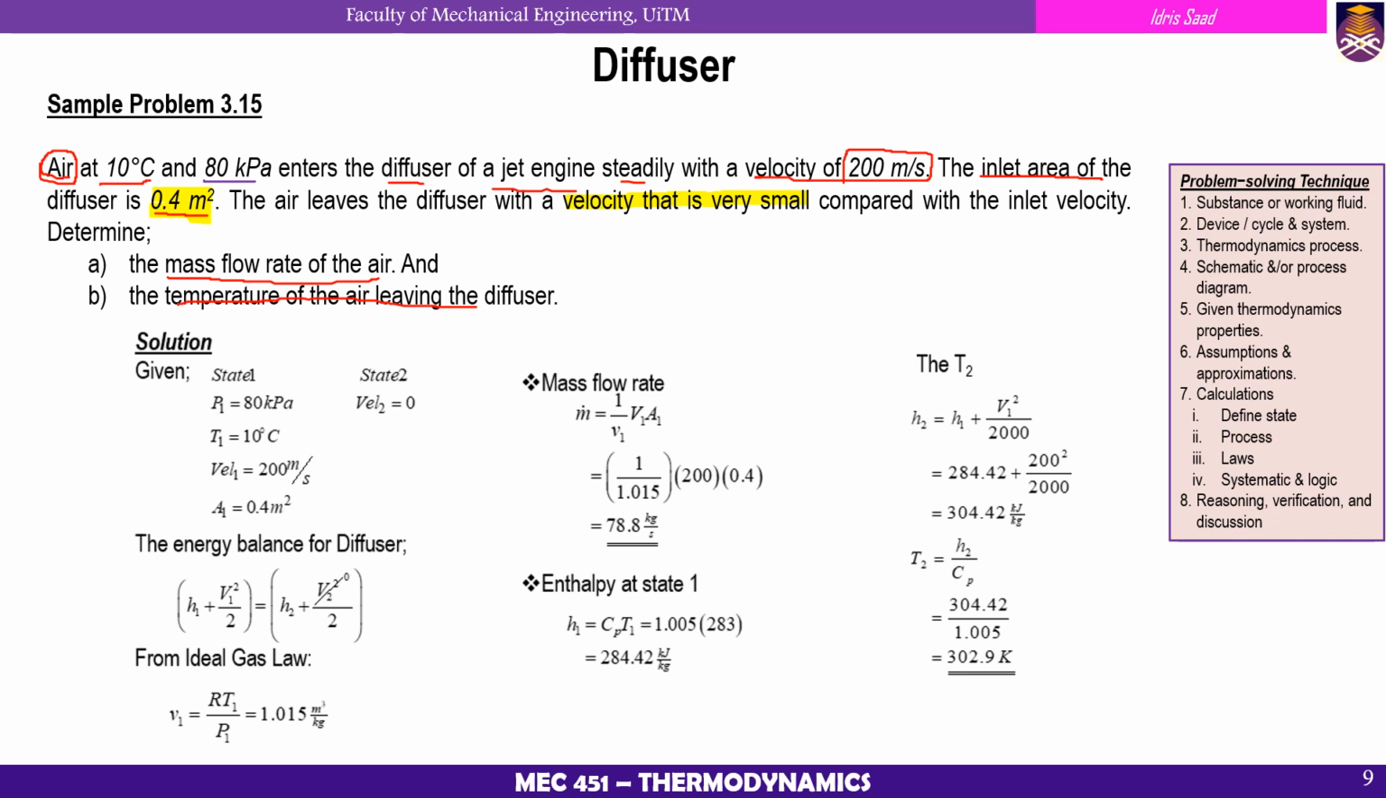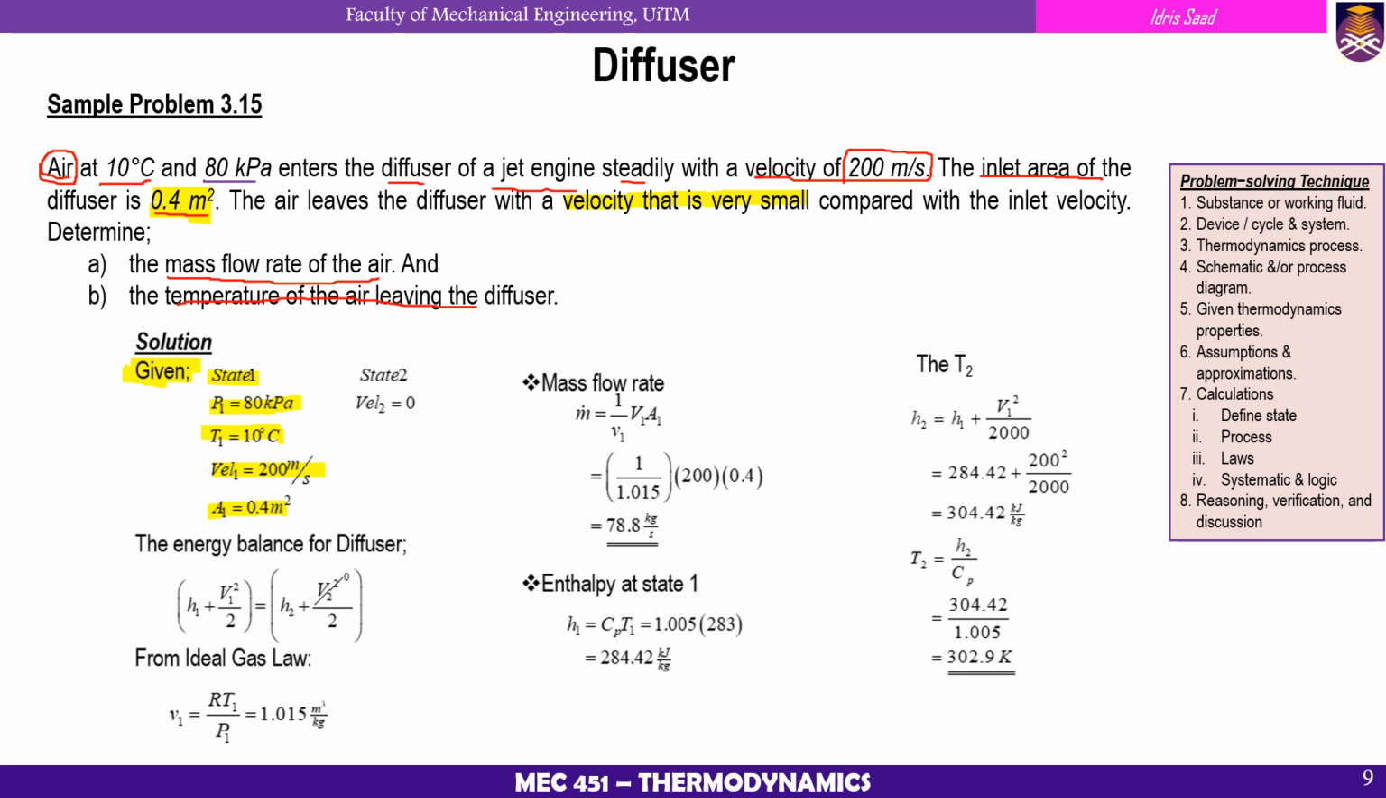As usual, the first thing we do is record the given data, state by state. First, we go for state number 1. We have P1, the pressure, is 80 kilopascal. T1 is equal to 10 degrees Celsius. Velocity 1 is equal to 200 meters per second. And finally, the cross-sectional area of the diffuser is equal to 0.4 meter squared.